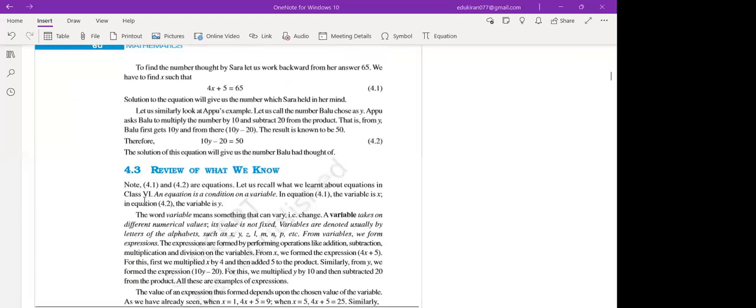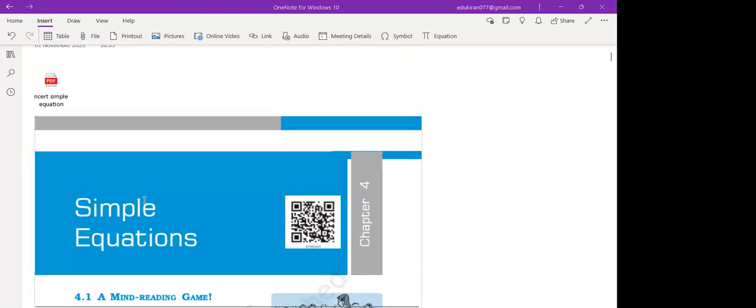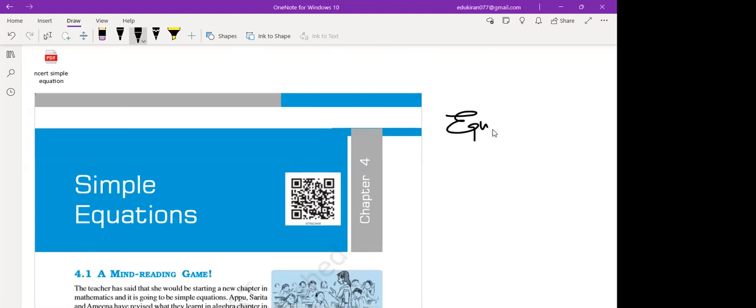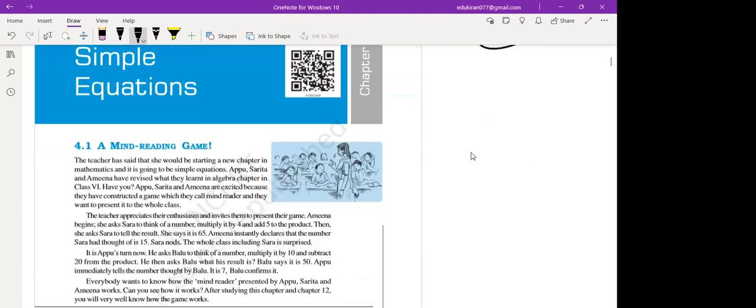Okay, so let's just start, students. Coming to simple equation. I hope you people can see my screen. Yes, ma'am. Okay, so simple equation. First of all, whenever you are reading about the simple equation chapter, equation itself says that it will include the equals to sign, right?